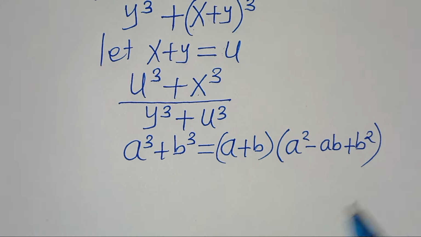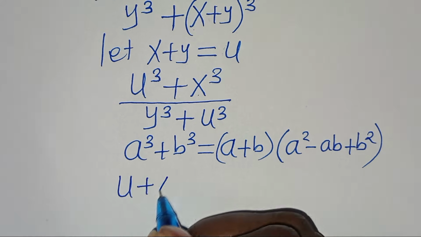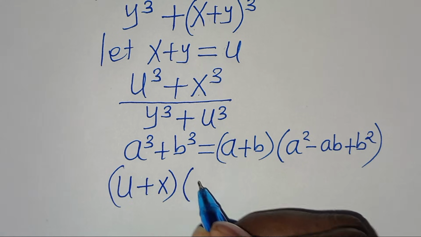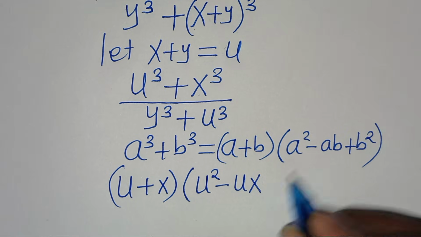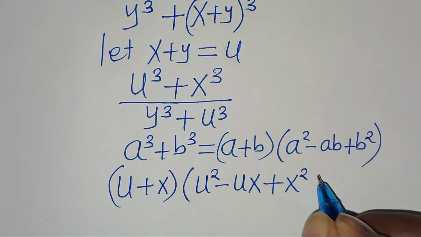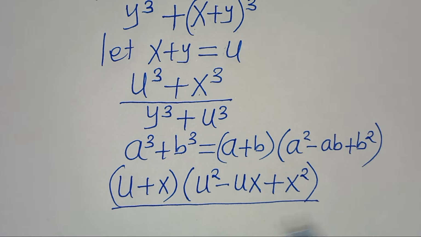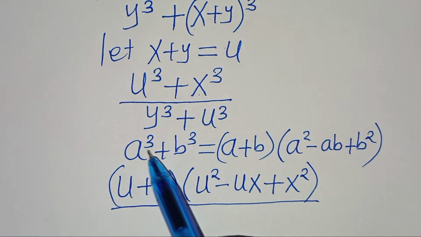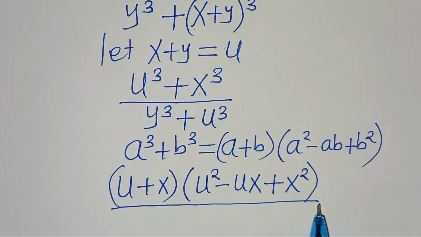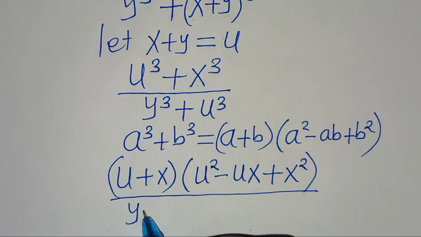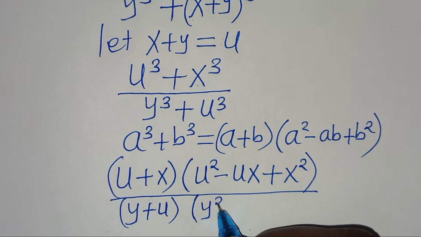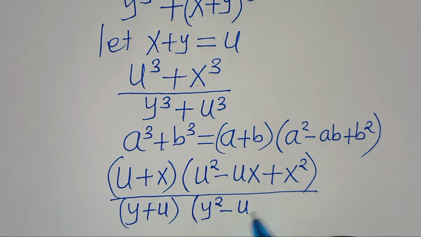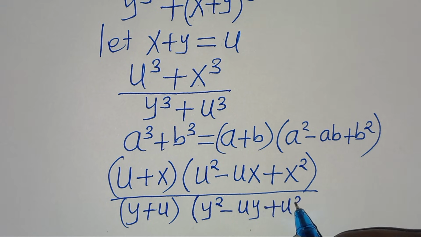Applying this identity, in the numerator we have (u plus x) times (u squared minus u times x plus x squared), divided by, in the denominator, which is still the sum of two cubes, applying the same identity, (y plus u) times (y squared minus u times y plus u squared).